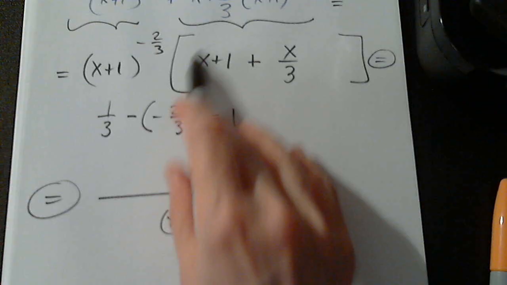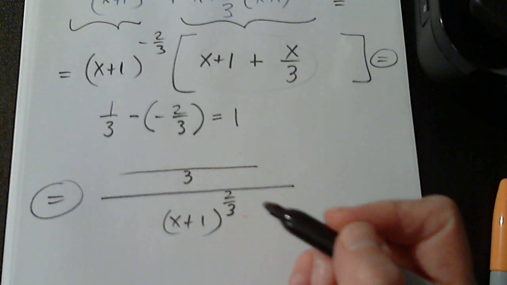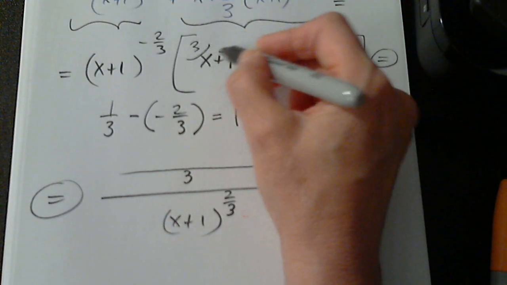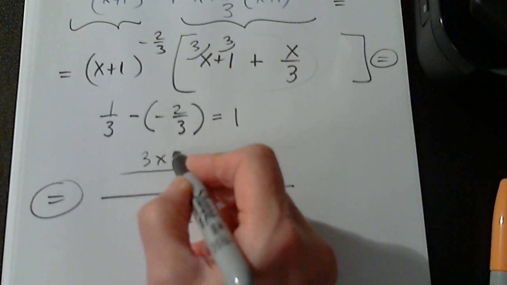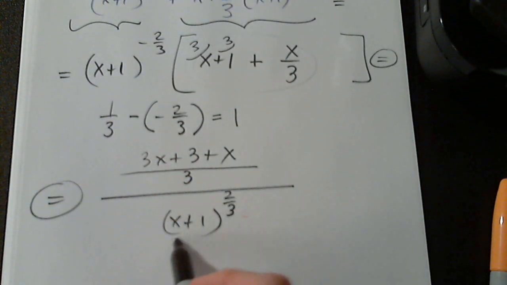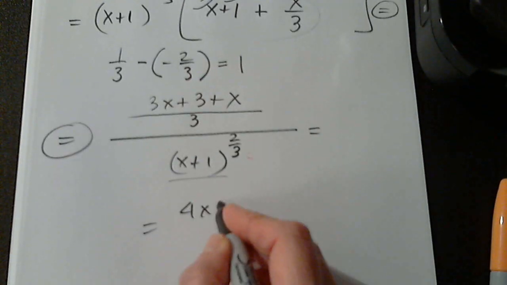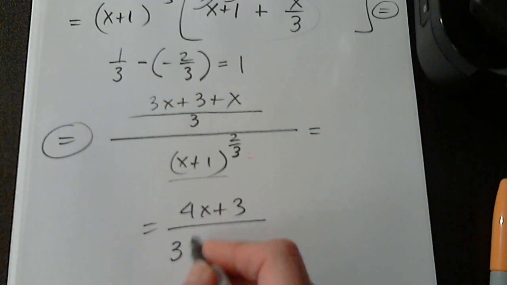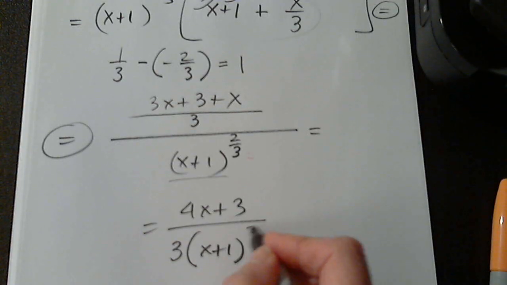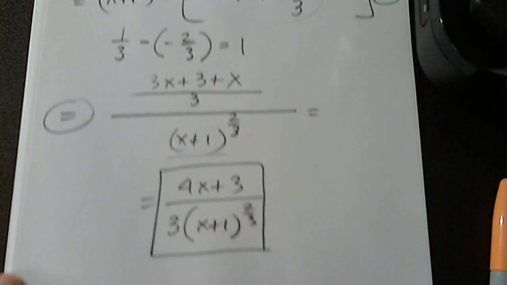And the numerator is just this. But I have to find the least common denominator, which is 3. And I need a 3 here and a 3 here. So it's 3x plus 3 plus x. And since this is over 1, I will rewrite it as 4x plus 3 over 3 times x plus 1 to 2/3. I think I remember the problem. I think we did it before.